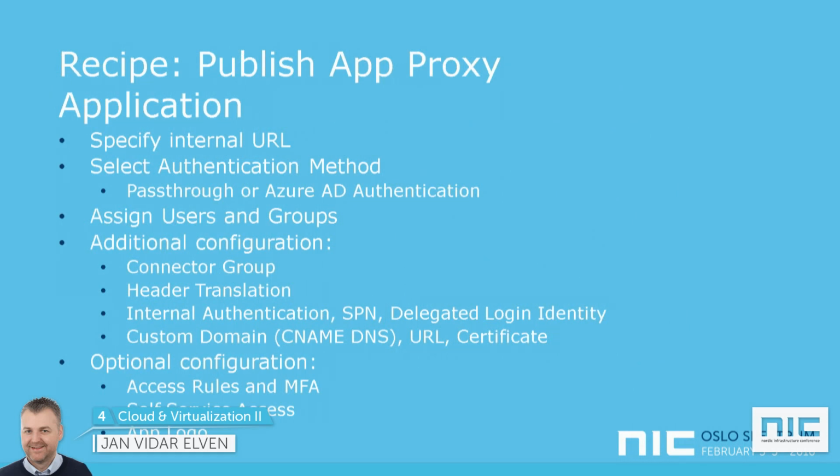So to specify and publish an application proxy application, you need that internal URL, and the server running that application proxy connector, of course, has to be able to connect to that. You can select what authentication method you are going to use. You can assign users and groups. You can do additional configuration, like which connector group are we going to use, some header translations options, internal authentication, SPN, which you need when you are doing Kerberos delegated, and what kind of login identity you want to use.